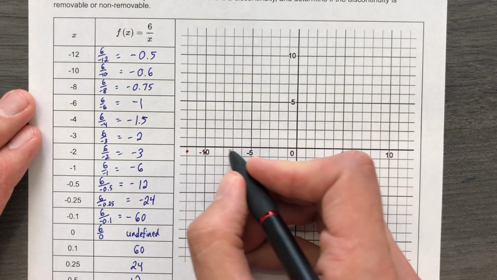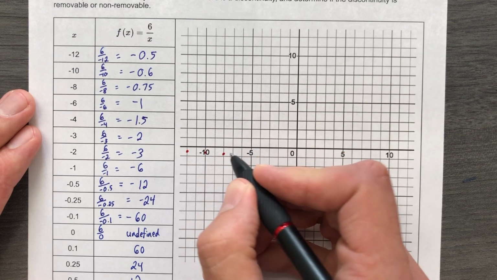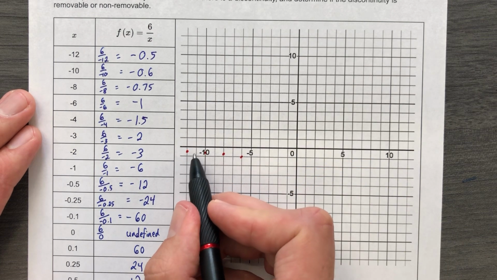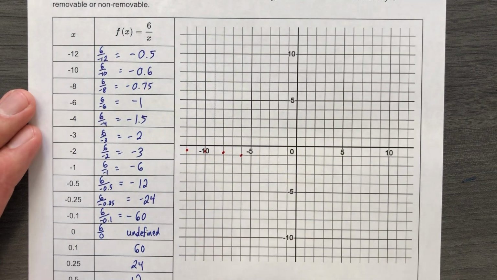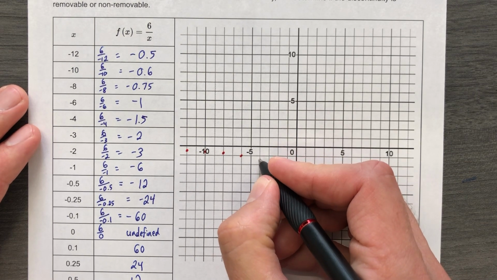Negative 8, and then negative 0.75. It's going to be right there. And then negative 6, negative 1. Notice a slight curve right there. Very slight, very subtle. All right, negative 4 is negative 1.5.